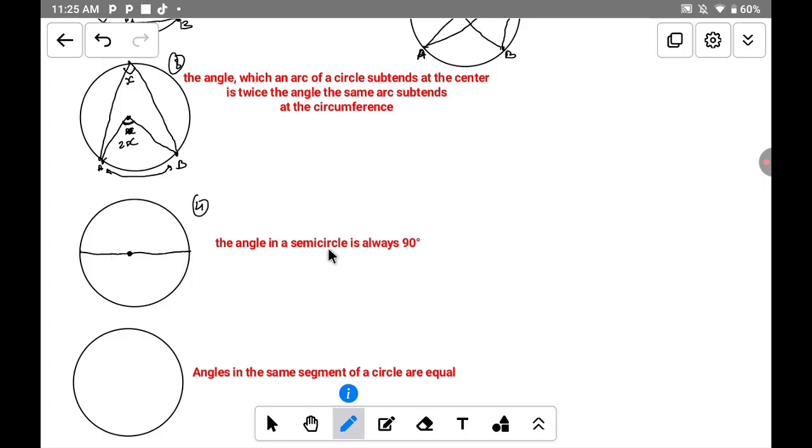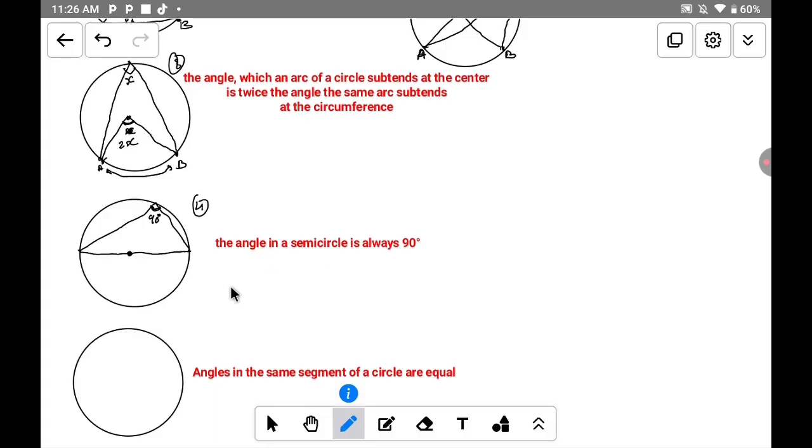Now the angle formed in a semicircle is always equal to 90 degrees. So the angle formed from this place, going to this point and coming back to this point, the angle we have here is 90 degrees. Because it lies on a semicircle, that will give us a right angle triangle. The angle that lies on the semicircle is always equal to 90 degrees. I get it now.